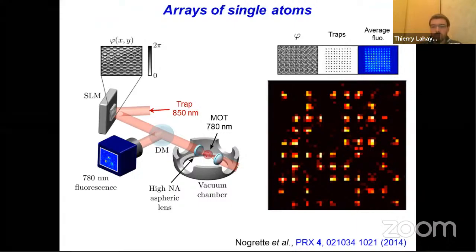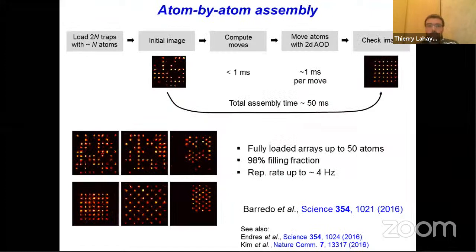And so the way we solve this problem is actually quite basic. The idea is just to sort the atoms one by one using a moving optical tweezers. So if you want in the end to have a nicely ordered array like this 6 by 6 square array, the idea is to start from a larger array which contains the target array, load it with about n atoms if you have 2n traps, and then take an image, a fluorescence image, to know where the atoms are. And then what you have to do is to compute on the fly how to move the atoms from one place to the other in order to get to the final configuration.